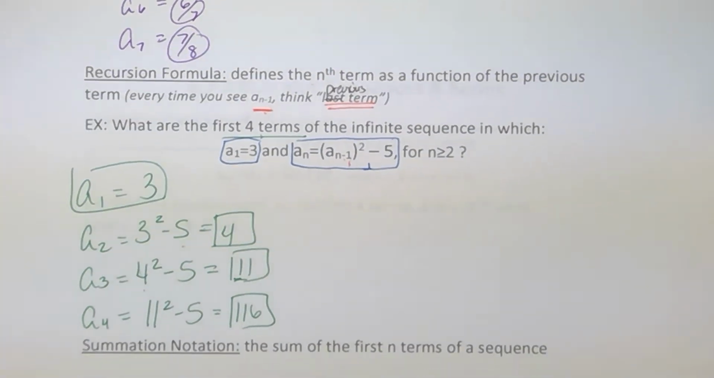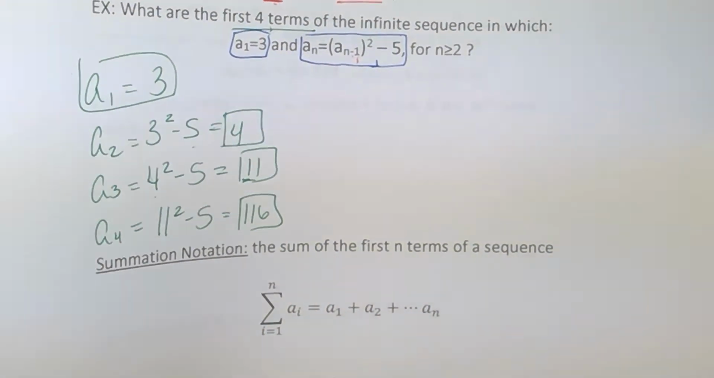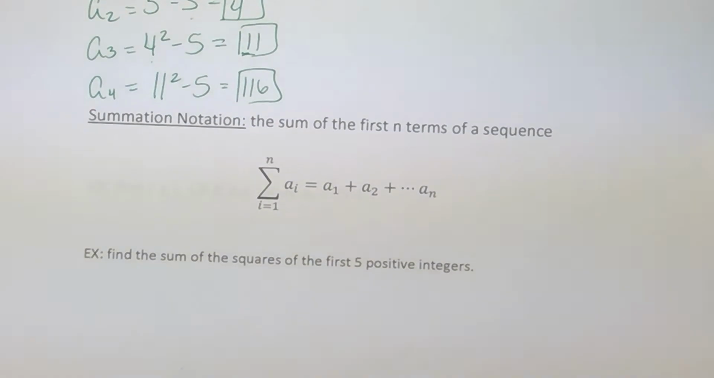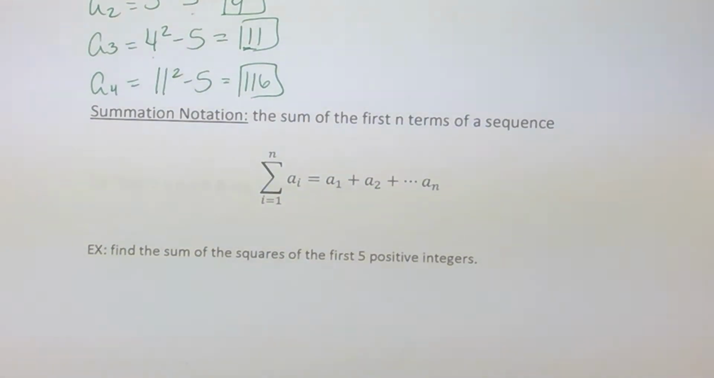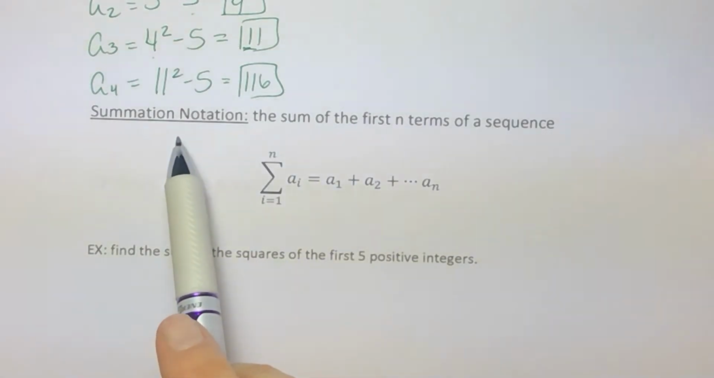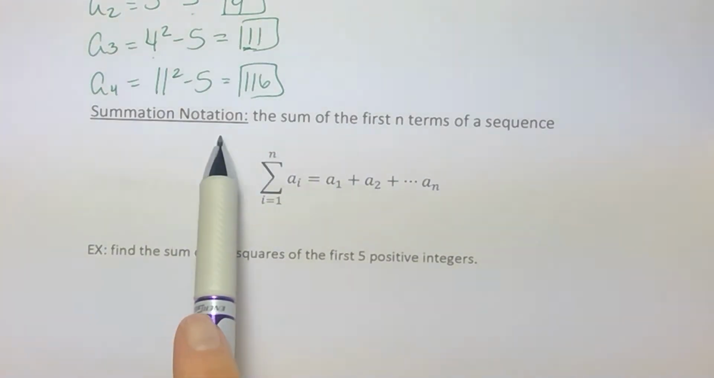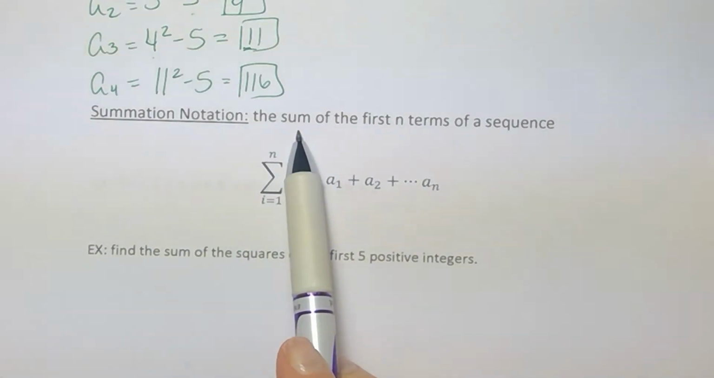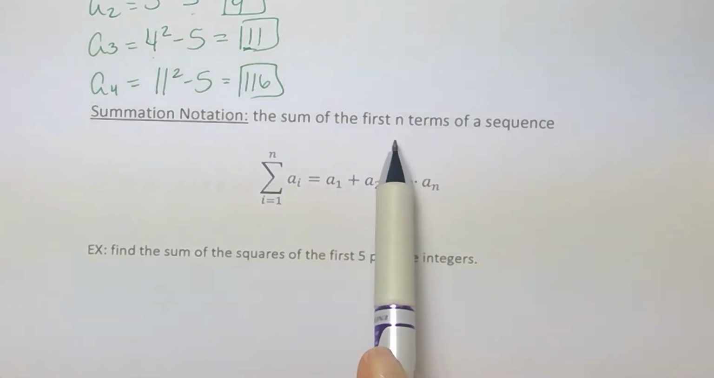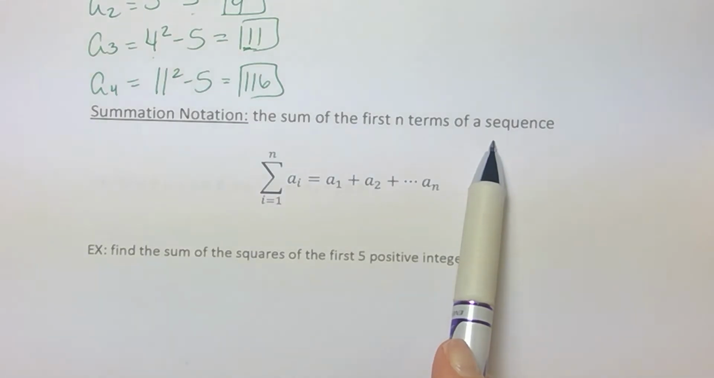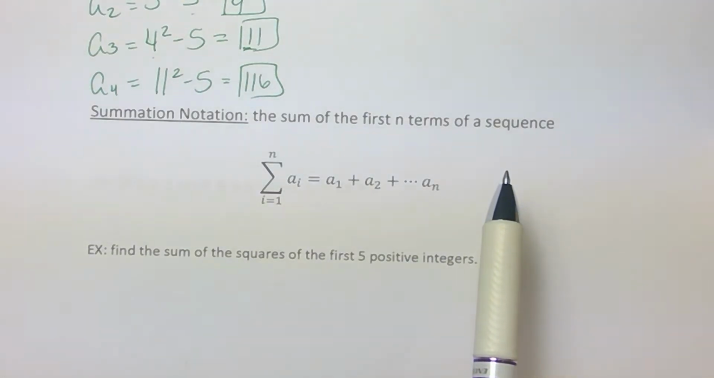All right, let's look at the next notation that we're introduced to, our summation notation. Anywhere we see this sigma, this big, kind of looks like an E, it's a Greek sigma, we know we're asked to find a sum. The summation notation tells us to find the sum of, in this case, the first n terms of a sequence.